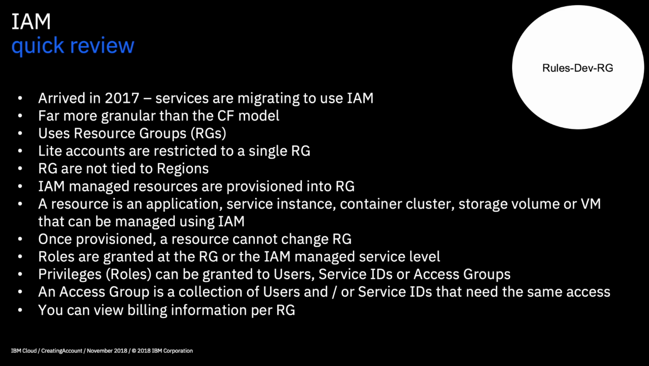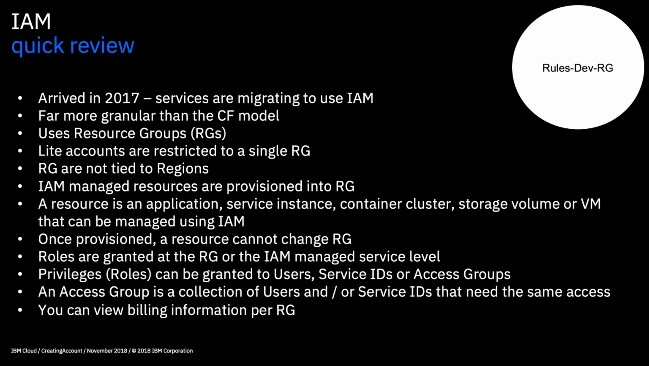Resource groups are not tied to regions, and IAM managed resources are created into resource groups, and these can be from around the globe. A resource is either an application, service instance, container cluster, storage volume, or virtual machine that is IAM managed. Once provisioned, a resource cannot change its resource group. Roles granted at the resource group level give no rights to the resources within them, and roles can be granted to users, service IDs, or access groups.